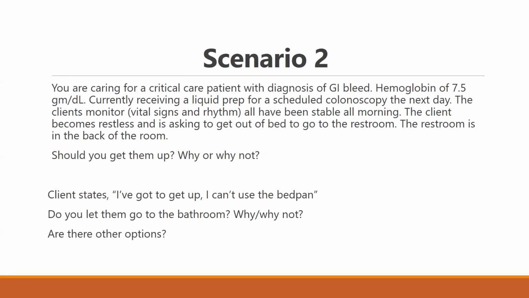All right, moving on to the next scenario. This is an actual scenario that happened to me in practice. I was taking care of an elderly lady. She came in with a GI bleed, bright red melena, and her hemoglobin on admission was 7.5. What's normal? See if you can remember. Currently receiving a liquid prep, GoLYTELY, for a scheduled colonoscopy tomorrow.